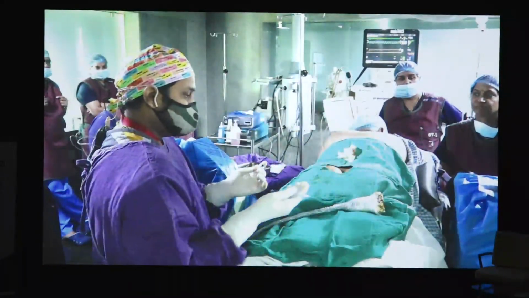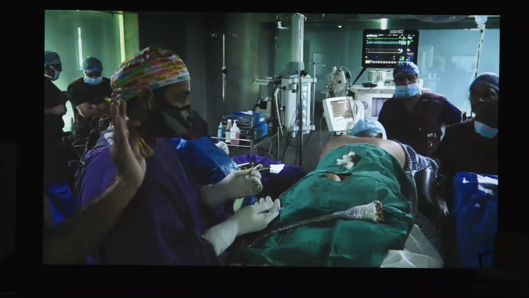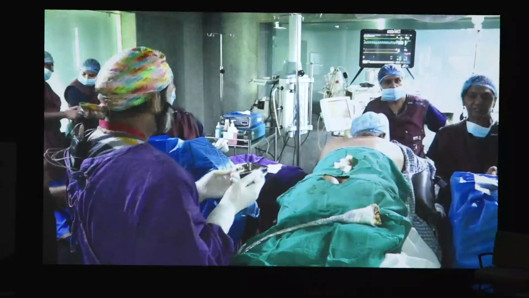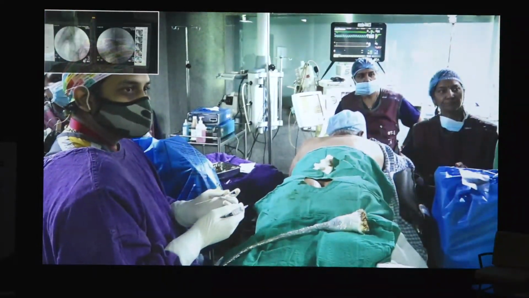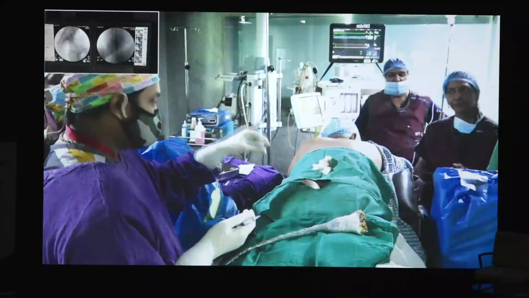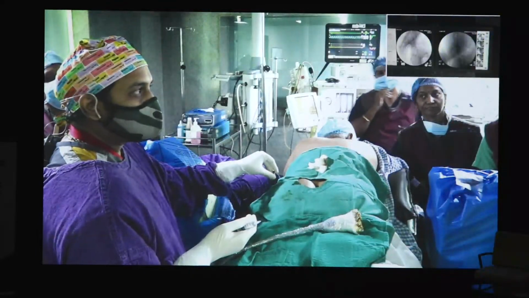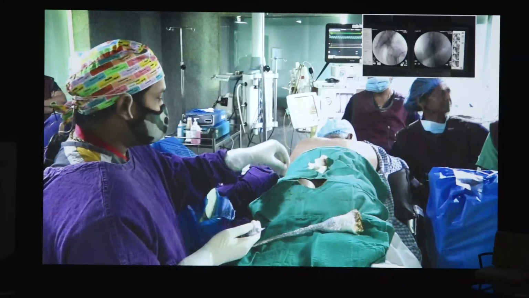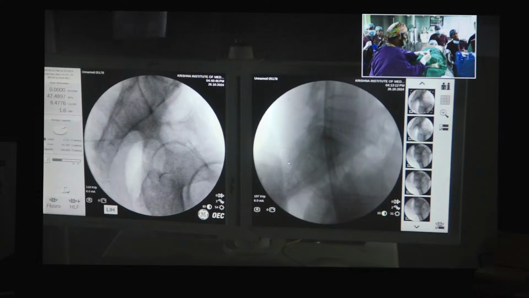Table down. Table down. Anchor down. Right. Shoot. Yes, no, it is fine. So we are giving local anesthesia.